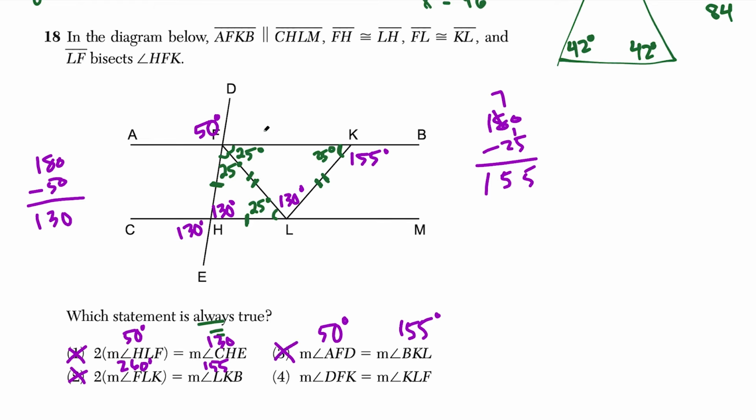The measure of angle DFK. So the measure of angle DFK would be 130 because I could just do 180 minus 50. And that would tell me, because I have a straight line here, 180 minus 50 would give me 130, this missing angle. So I have 130. Is that equal to the measure of angle KLF? And yes, this is also equal to 130. So it took us a lot to get there, but choice 4 is definitely our answer.